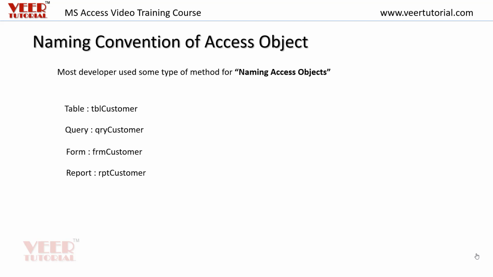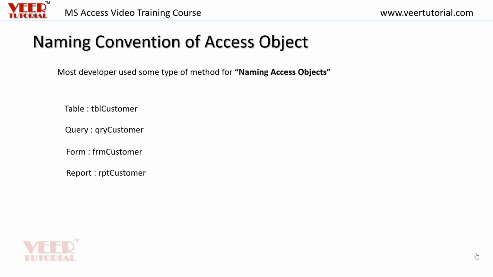QRY I use for queries. When I create a query for the customer, I put QRY for the customer. When I create a form, I put FRM. So when I create a form for entering or displaying the data related to the customers, I save that form with the name FRMCustomer.